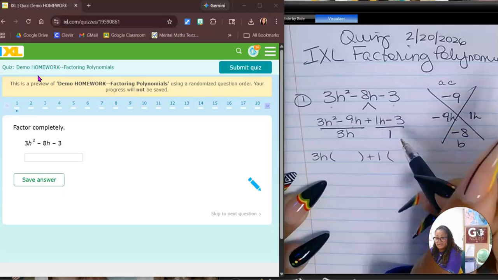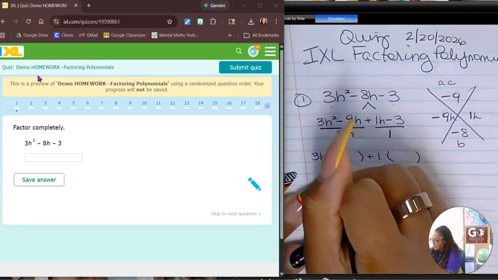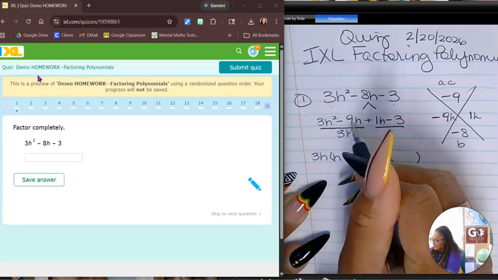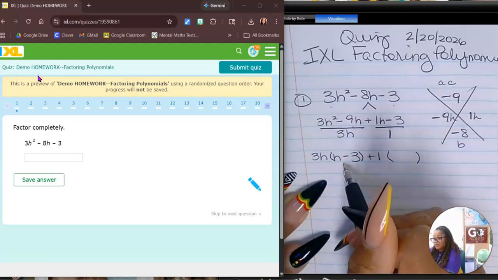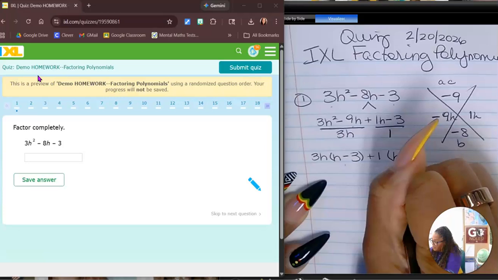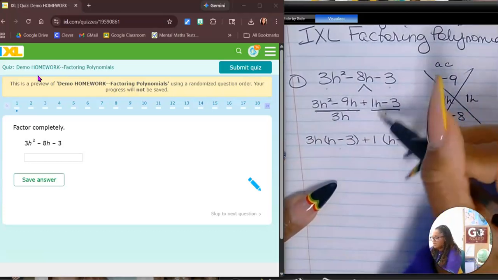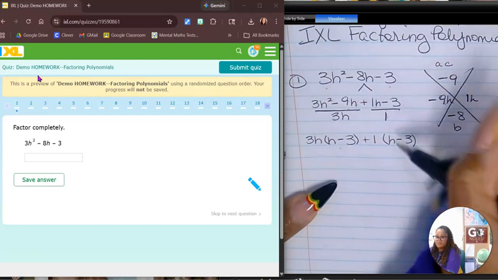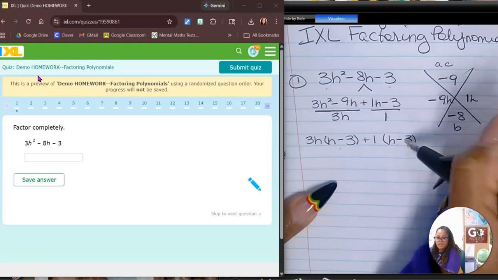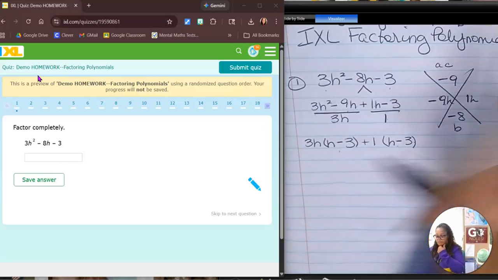because I'm dividing here. So 3h squared divided by 3h is h, and then negative 9h divided by 3h is negative 3. And whatever I put in this first set of parentheses, I will duplicate over here, h minus 3. Now I could have just done that over here and simplified it because anything divided by 1 is itself. This is the same as 1h minus 3. I'm just writing it more algebraically and more mathematically.